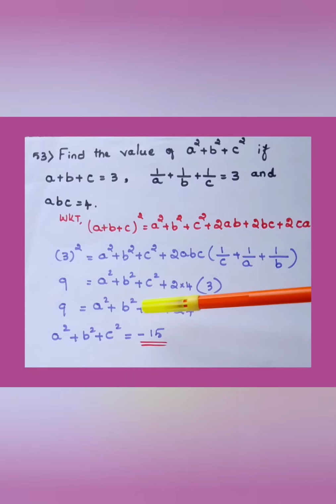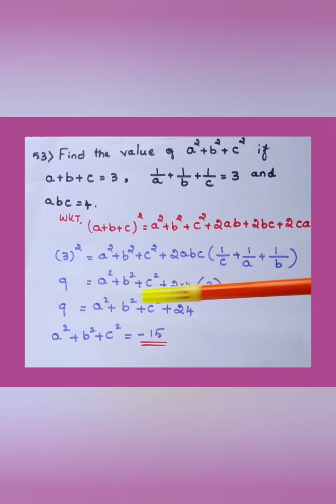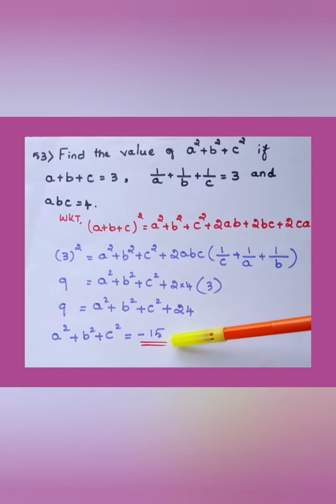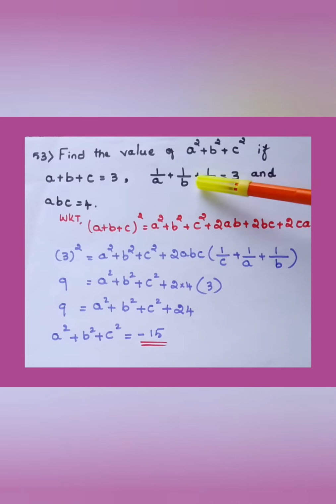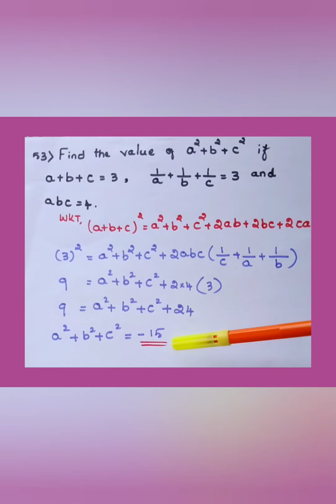This side, a square plus b square plus c square is equal to, you shift this 24 to the other side. 9 minus 24, that is nothing but minus 15. Therefore, a square plus b square plus c square is equal to minus 15.